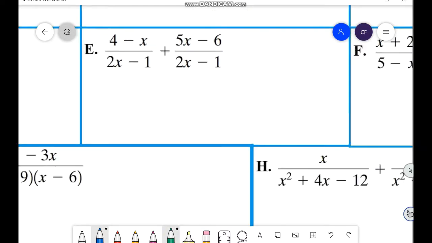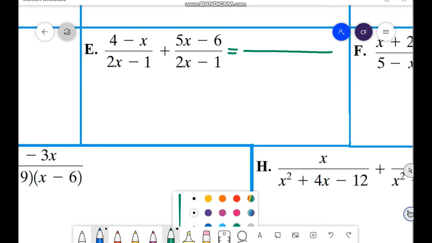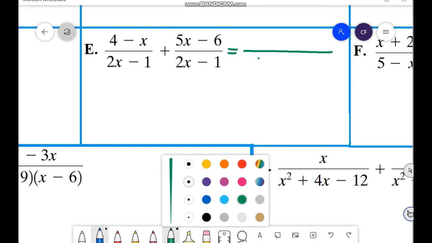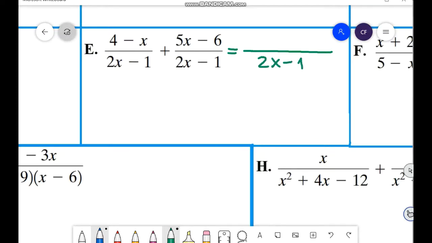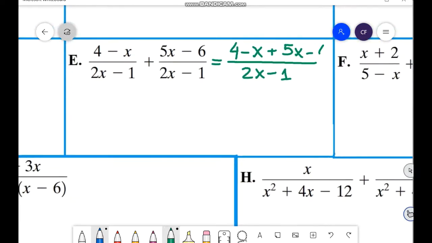So, check if you have the same denominator. If it's the same denominator, just repeat. Here you have 2x minus 1 as the denominator, so repeat it. And the numerator, you will add or subtract. In this case, just add, plus 5x minus 6. Right?